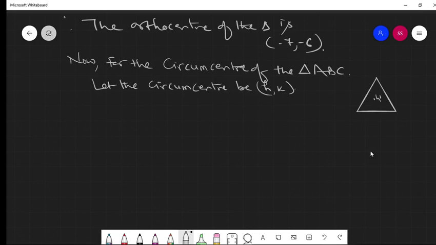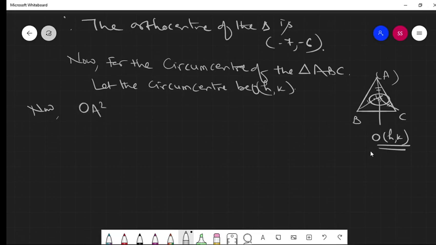Then what we have studied earlier: from the point H, K, this is A, this is B, and this is C. These three distances are equal. So this is supposed to be the center O, H comma K, with OA, OB and OC equal. Now we have to use the distance formula.